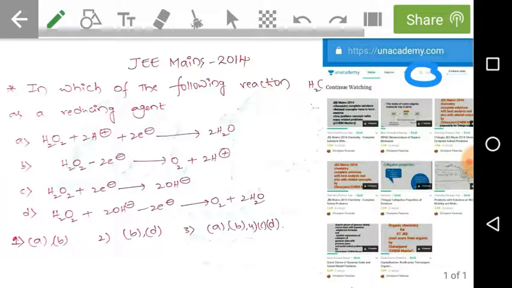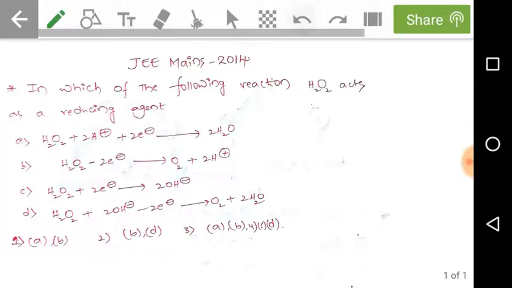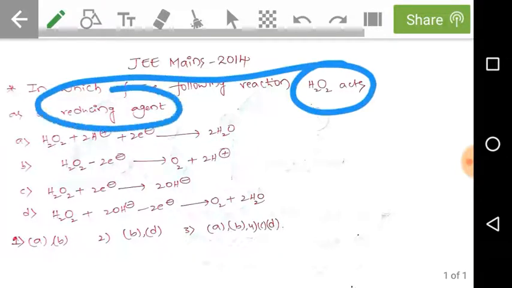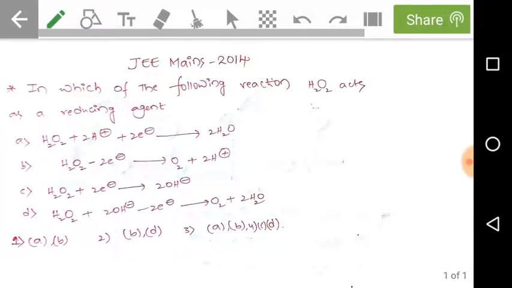Now, coming to the problem here. In which of the following reactions does hydrogen peroxide act as a reducing agent? We need to check four given reactions and find in which of them hydrogen peroxide is acting as a reducing agent. So to answer this problem, first we need to know what a reducing agent is.